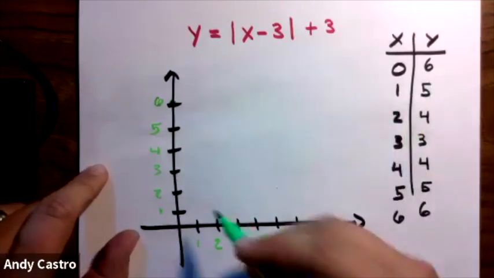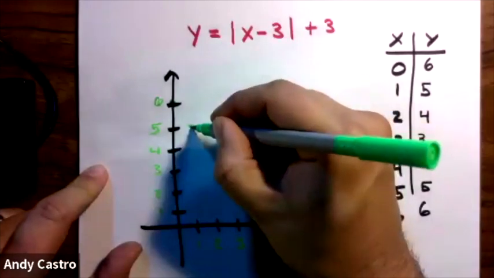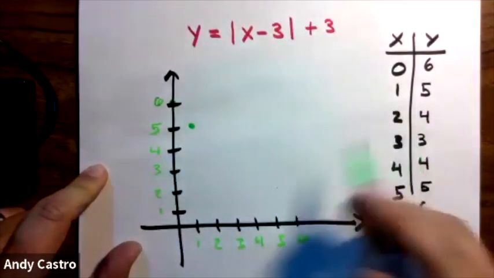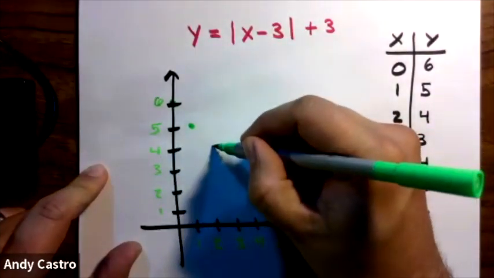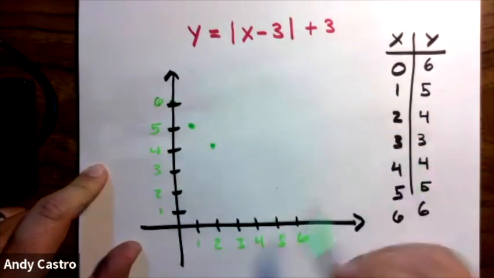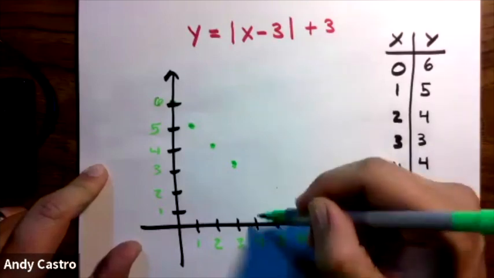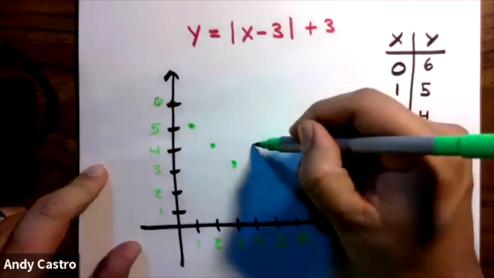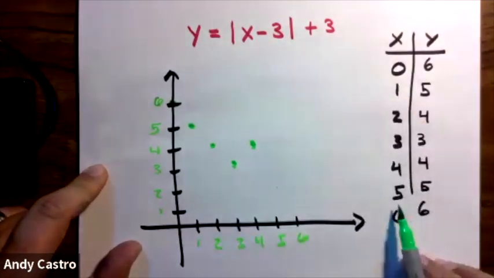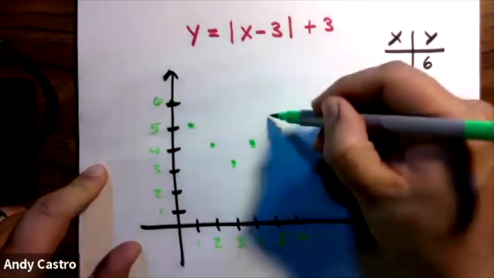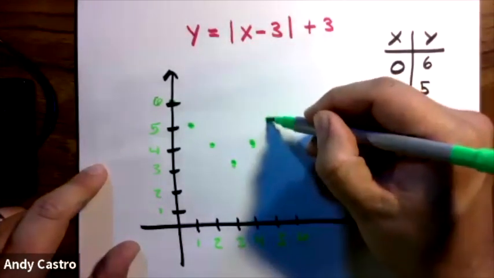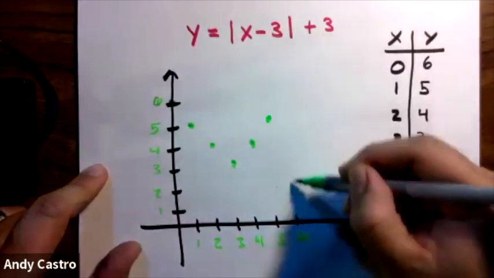All right. 1, 5. 2, 4. 3, 3. 4, 4. 5, 5. 6, 6.